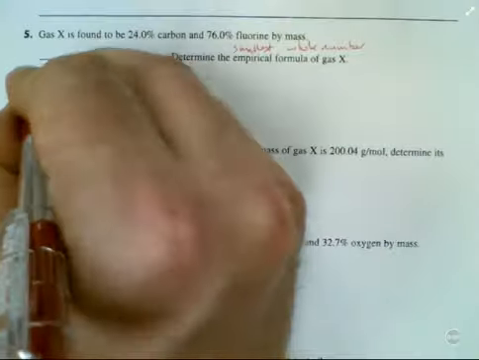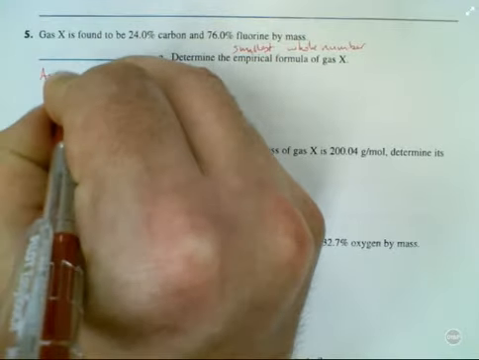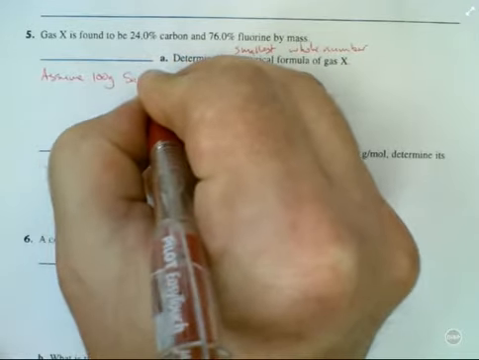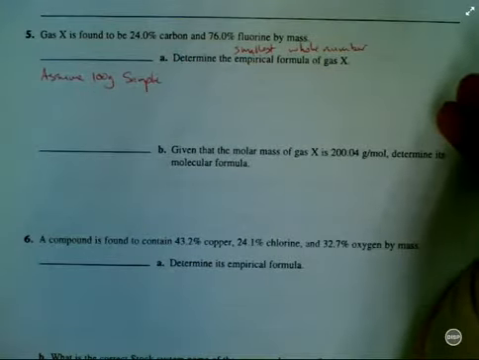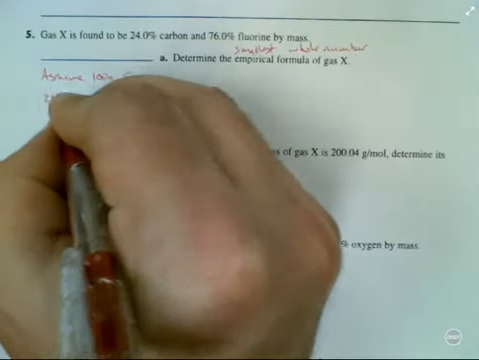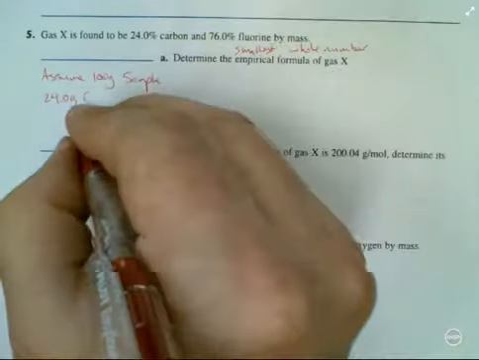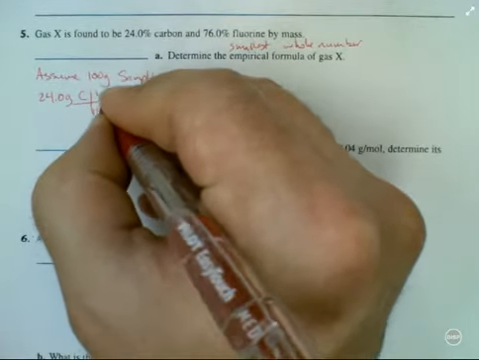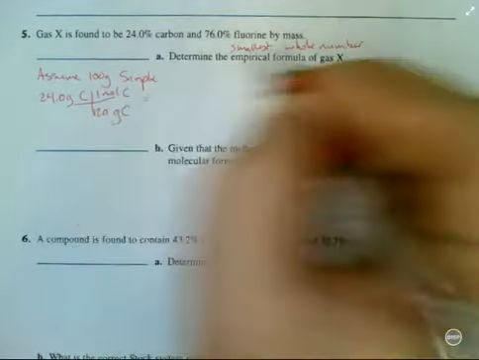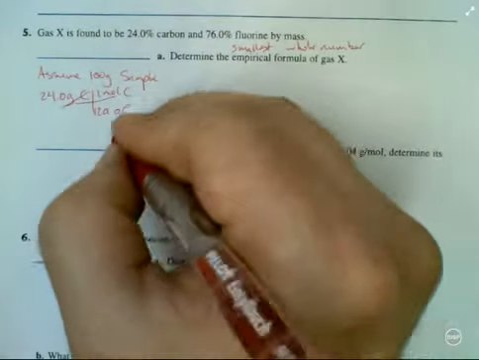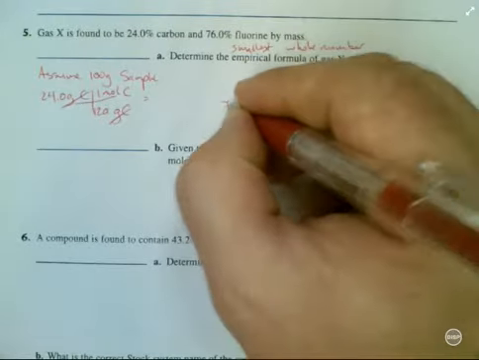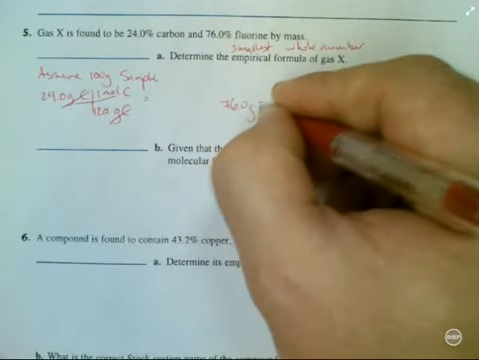You guys remember the first step? We have to assume a 100-gram sample. First step. So what I have here is 24.0 grams of carbon, which I will convert into moles of carbon, because the grams will cancel right there. And then I will do the same thing with fluorine, 76.0 grams of fluorine.